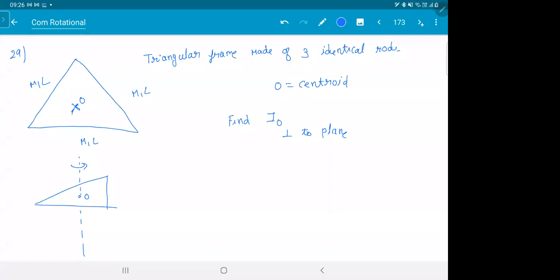Again, you should know the results for your rods and everything. If you see the booklet, in the booklet you have 3 pages of all different shapes. I don't know whether you have seen it or not.